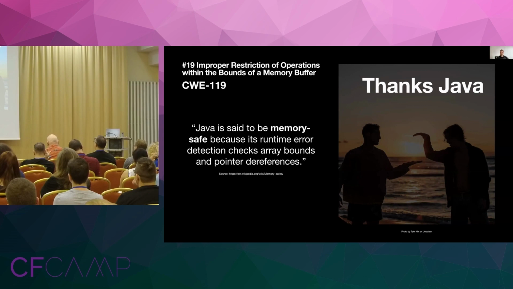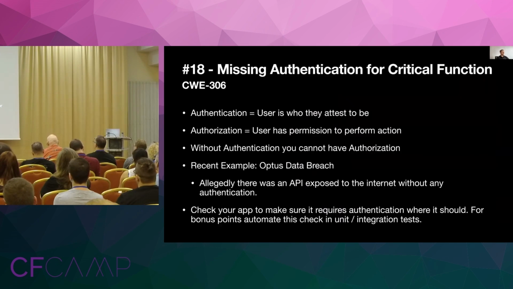There are going to be a couple of these throughout the list of 25 where we're just going to say, thanks, Java, we don't have to worry about that one. All right, number 18, missing authentication for a critical function. Authentication is that the user is who they attest to be, and authorization is that the user has permission to perform a certain action.